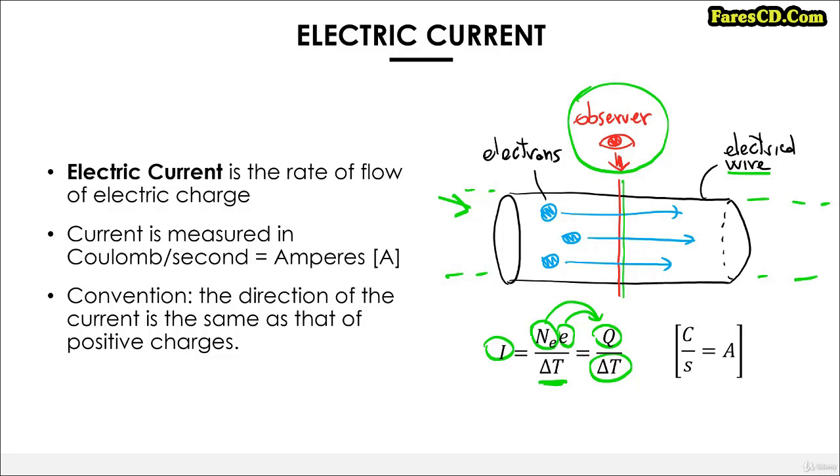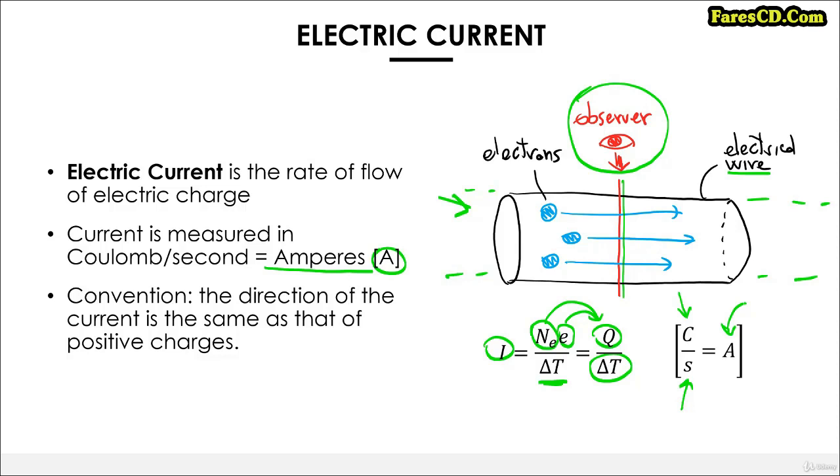The unit of measurement of the electric current, the natural unit of measurement, will be Coulomb divided by second, because we have charge divided by time. But because the current is such an important thing, it has its own unit of measurement that is called ampere, and it's indicated with A. So you can see here I substitute Coulomb divided by second with A.